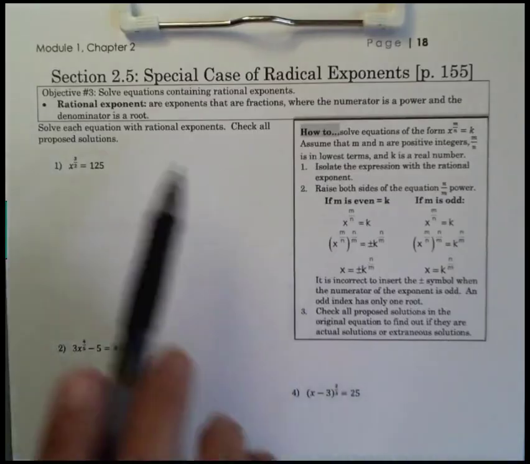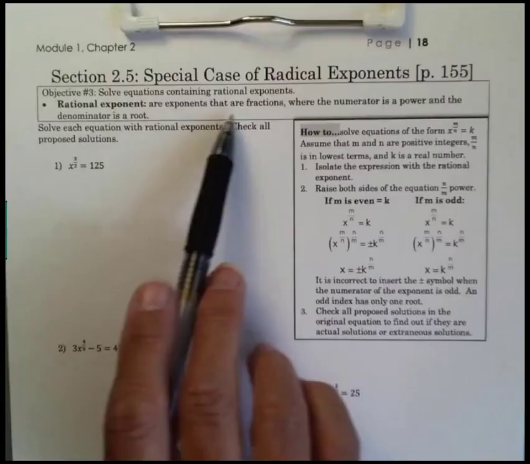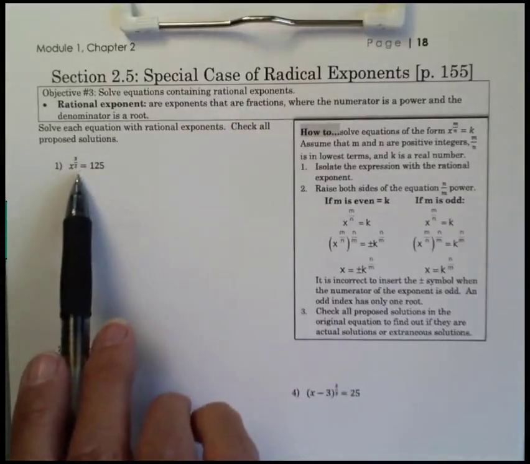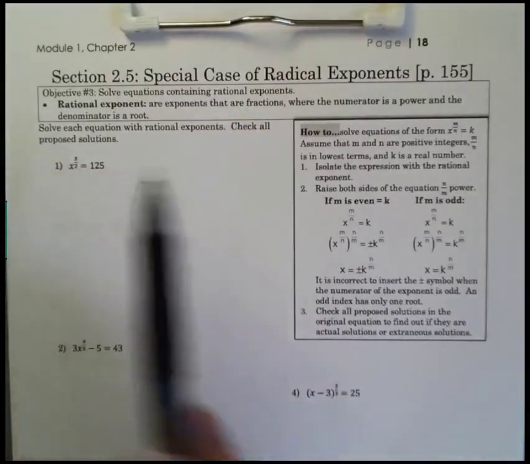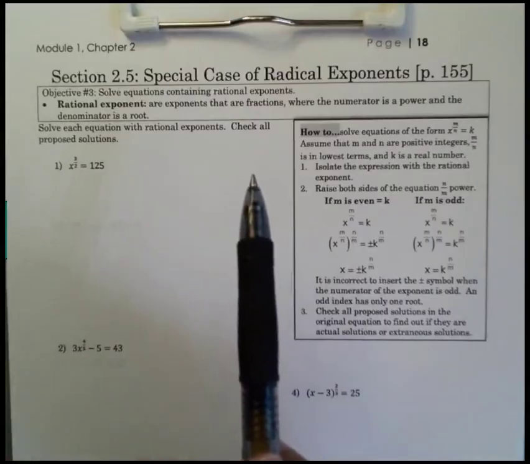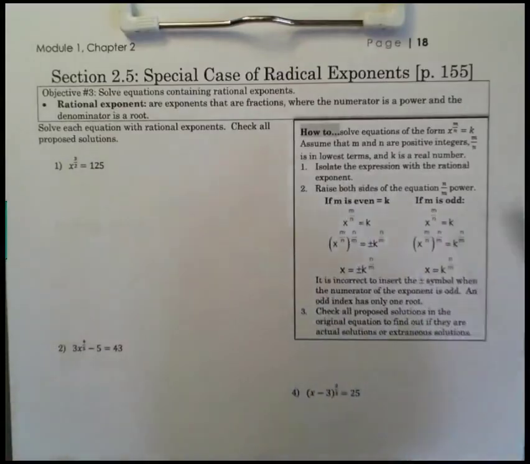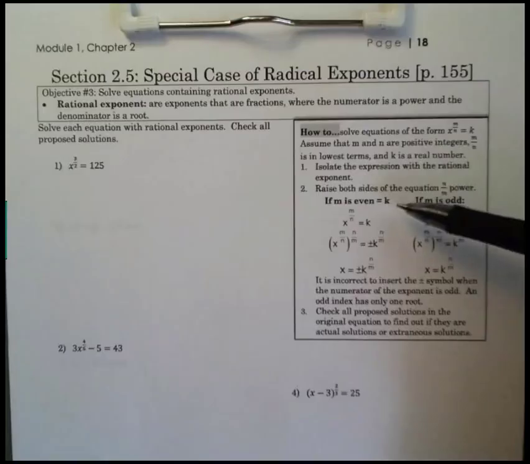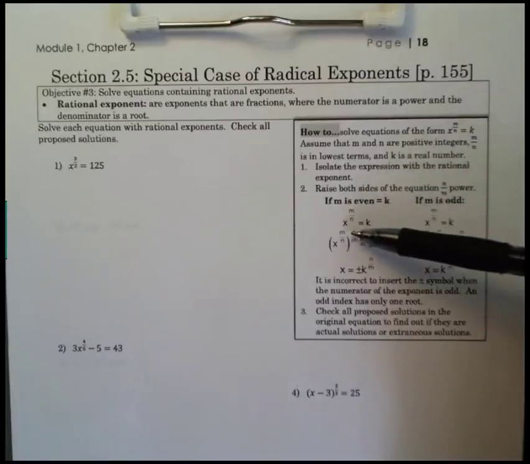So what do we mean by a rational exponent? Well, it's an exponent that's a fraction. So as you can see, this one, the variable has an exponent of 3/2. So that's a rational exponent. Now, how do you solve them? Well, you're going to be able to multiply that exponent by its reciprocal and it'll turn into a 1.